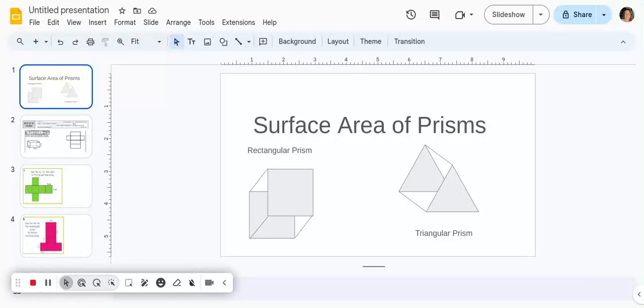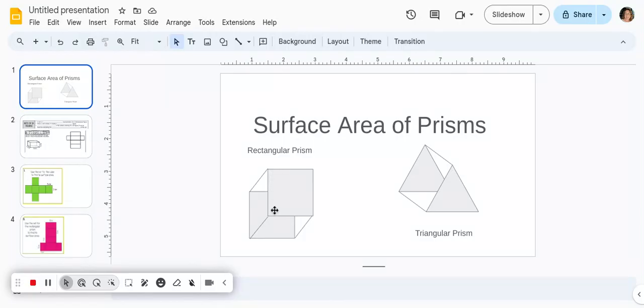Good morning. Today we are going to talk about finding surface area of prisms. You should have your math journal out so that you can take notes so that you will be able to complete your assignment today. So when we talk about prisms, we talk about a rectangular prism.